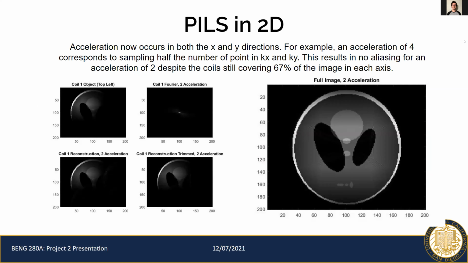Very same process here. In this case, however, despite the coils taking up 2/3 of the length of the image, just like the last iteration, even with an acceleration of 2, we're able to get no aliasing in the image. This is because we're now cutting out points both in X and Y and covering both of those dimensions with different coils, allowing us to have greater acceleration by removing points in both KX and KY.